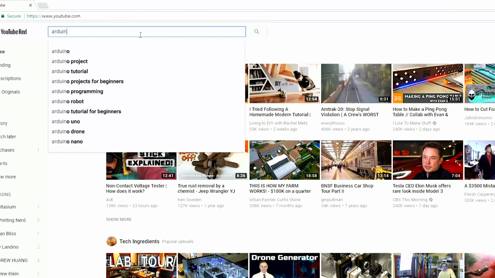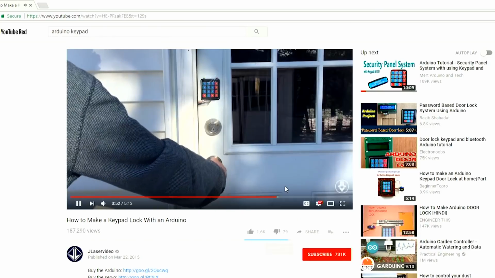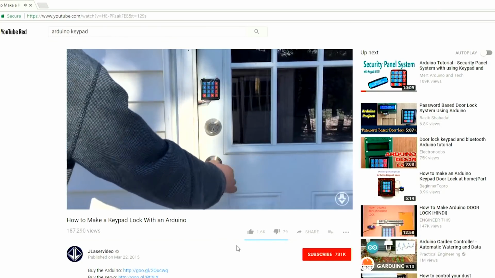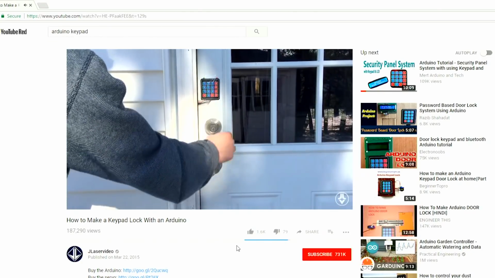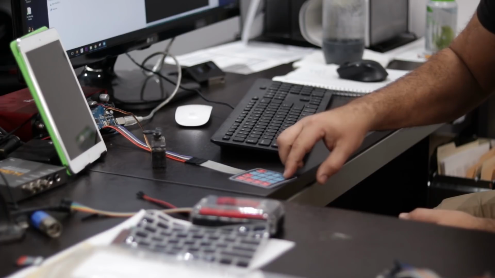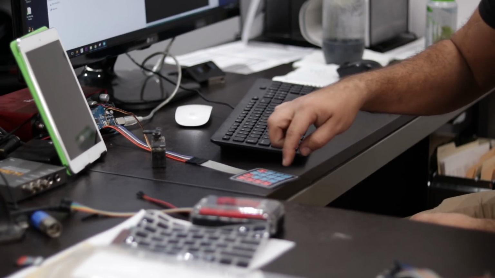First thing I found, I Googled Arduino keypad and I found a YouTube video of a guy that was creating a locking mechanism for his deadbolt with the exact keypad I had and a servo motor. And so I thought, well, this is pretty close. I could probably replace the servo motor with a stepper motor. So I got his project working from beginning to end.